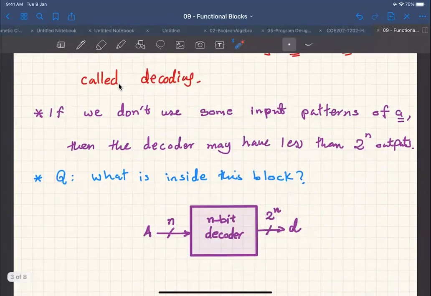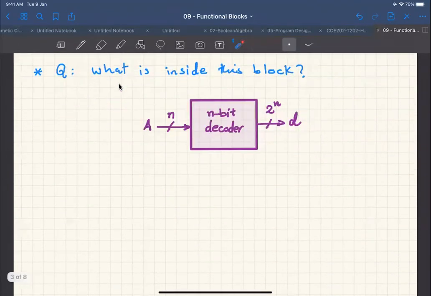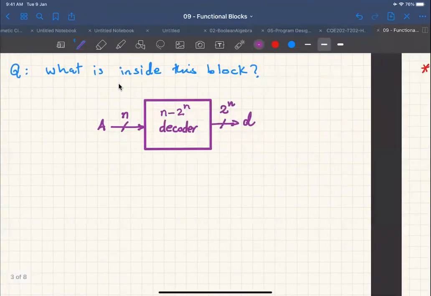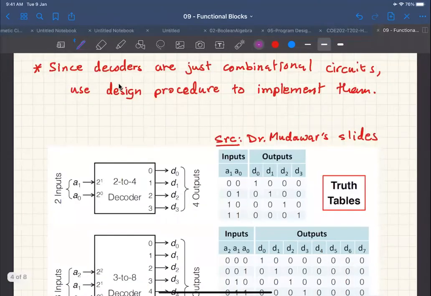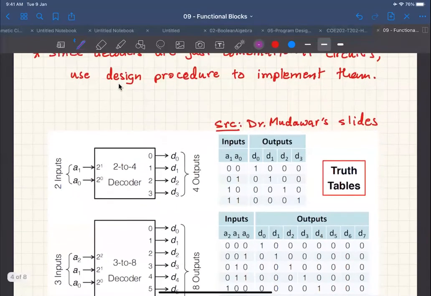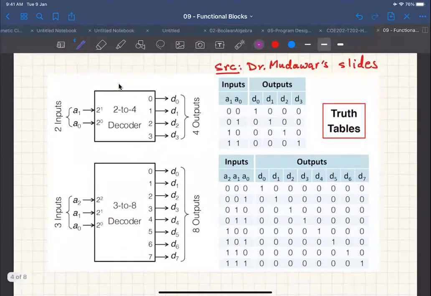So what is inside this block? As I told you, you guys know how to do that. I just copied this from the previous slide. This is an n to 2 to the n decoder. How do we know what's inside? Basically, you can use the design procedure to get what's inside. These slides are taken from Dr. Mudawwar's slides, and this is showing you how to derive the truth table of a 2 to 4 decoder.